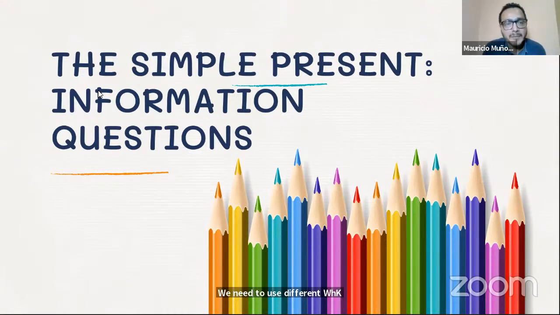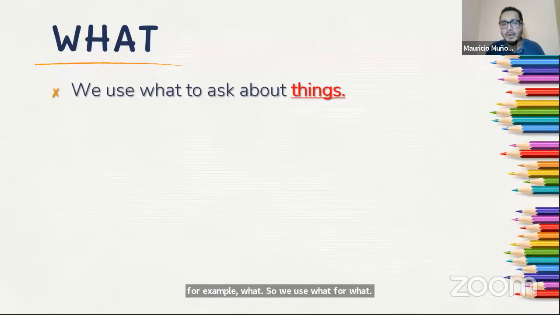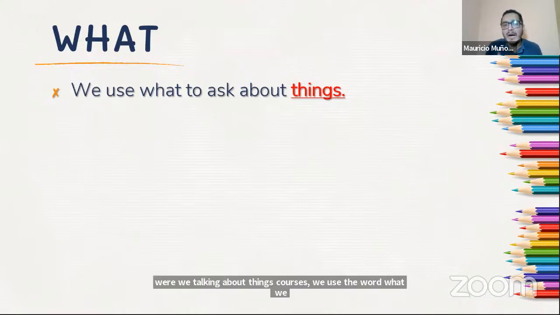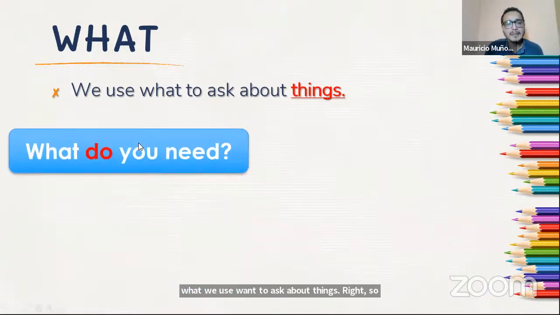In other words, for example, what? So we use what for what? When we're talking about things, cosas, we use the word what. We use what to ask about things, right? So don't forget the word what. For example, what do you need? ¿Qué necesitas? What do you need? La palabra what es representada gramaticalmente como preguntas WH question y lo utilizamos al inicio cuando preguntamos sobre cosas, objetos.